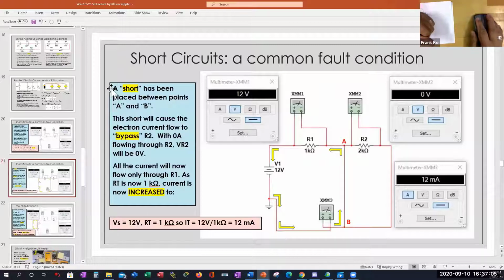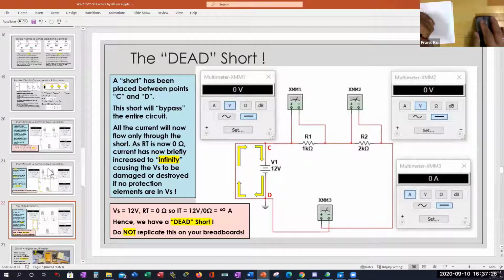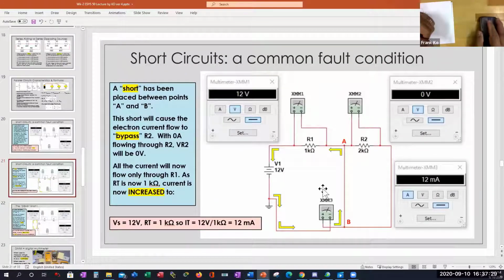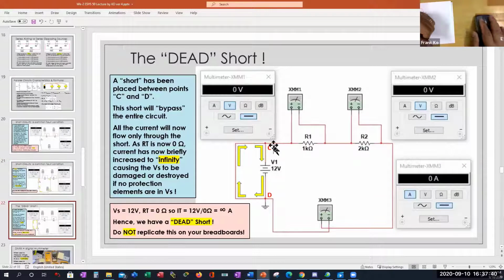So read the captioning here. It says a short has been placed between points A and B. This short will cause the electron current to what? Bypass R2 with 0 amps flowing through R2. VR2 will be 0 volts. There's no current going up on this path right here. No current, no volts. This is basically now out of the picture electronically. There's only 1 resistor left in the current path, and that's all we have. And current increases.